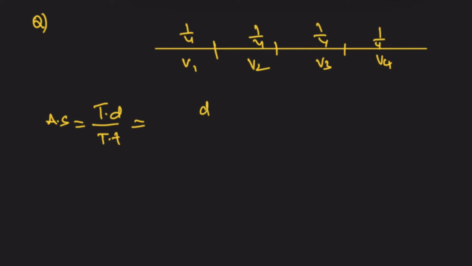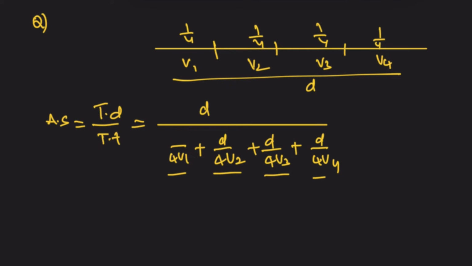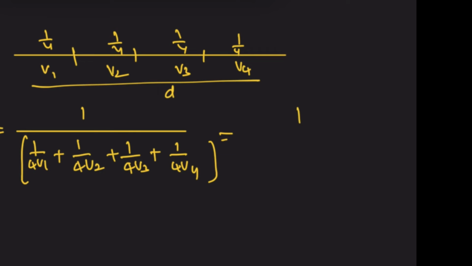So what is the total distance here? Suppose this is D. Next, what is the time? So D by 4 V1, next D by 4 V2, next D by 4 V3, next D by 4 V4. All terms have common D, so D is common in the 4 terms. Then we get 1/4 V1, 1/4 V2, 1/4 V3, 1/4 V4. So D D cancel. Then we get here 1 by.